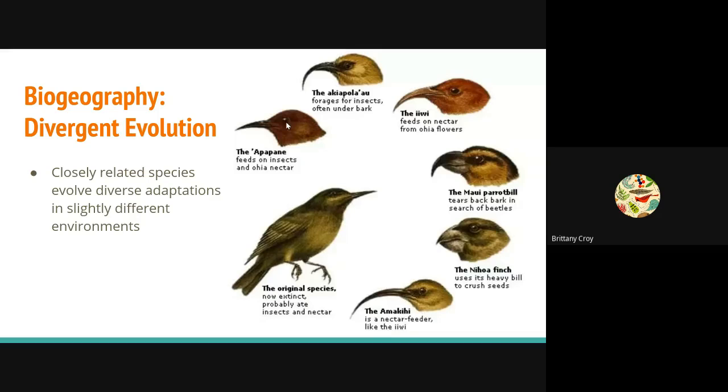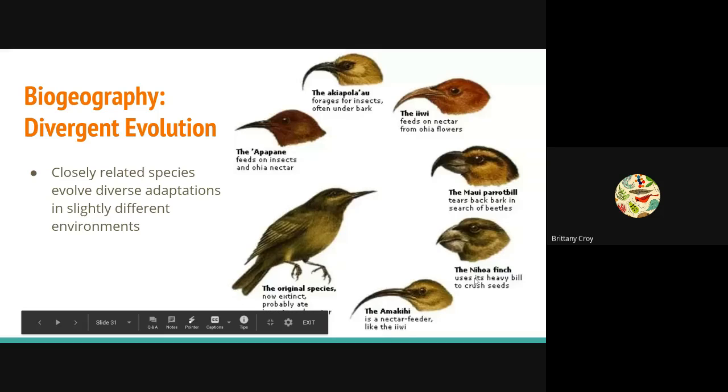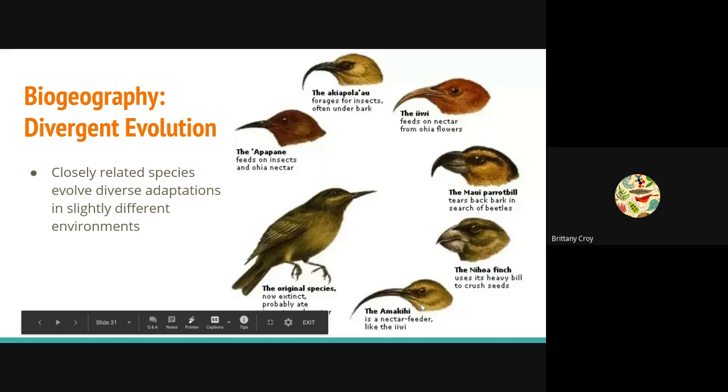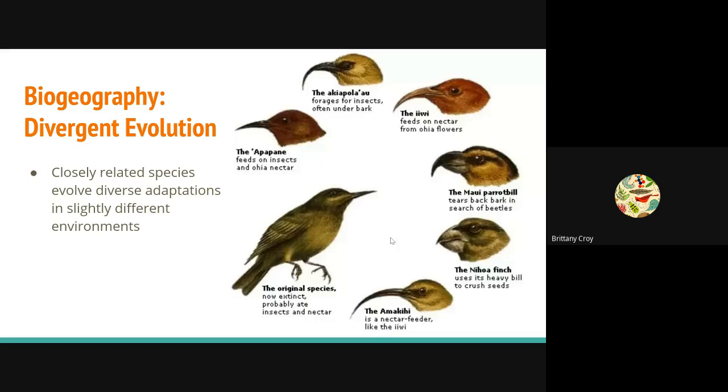But then some went to this island, some went to that island, some went to that island. And over time, the birds with different shaped beaks were able to do better on that island. For example, this must have been an island that had a lot of heavy, strong seeds, so this finch needed a really thick, strong beak to be able to get through them. Whereas this must have been an island that had a lot of flowers, and this bird evolved to have a long, thin beak to be able to get the nectar out. So they started similar and then they diverged based on their environment.